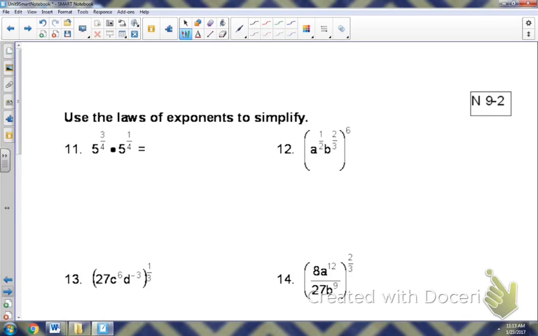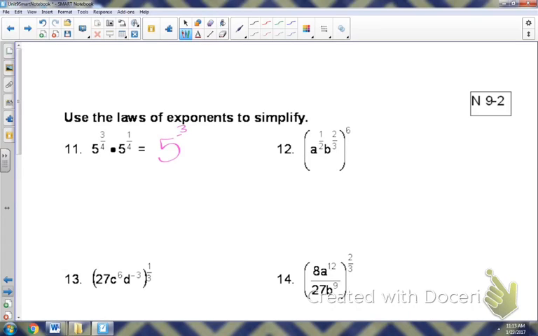Okay. All right, 11. Notice the 5's here. We talked about it in Unit 8. We have bases and we have coefficients. There's a difference. So notice that these 5s are bases. The bases never change, so it's still going to be a 5. I don't multiply the 5s together. When bases are the same and we're multiplying, remember you add the exponents.